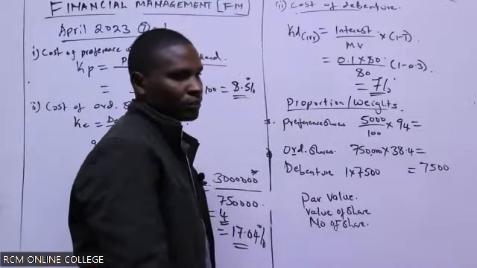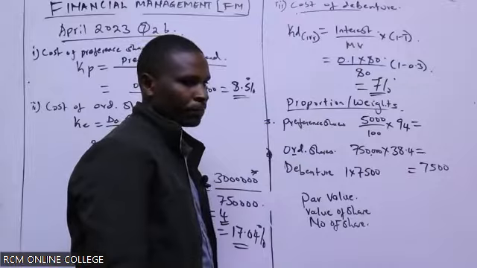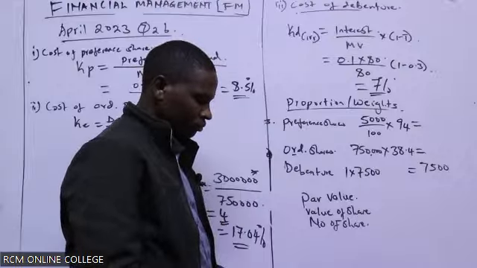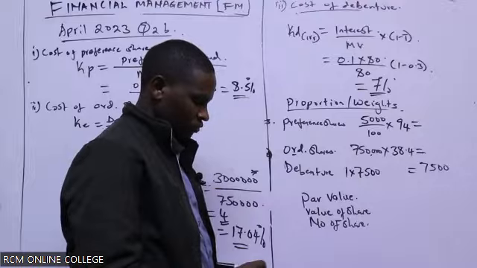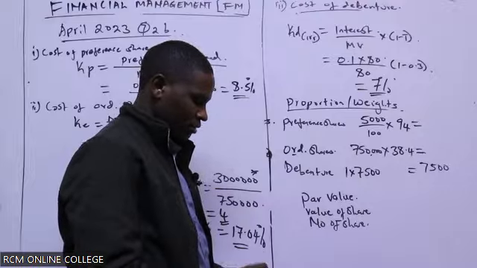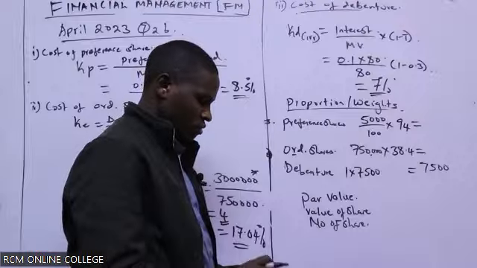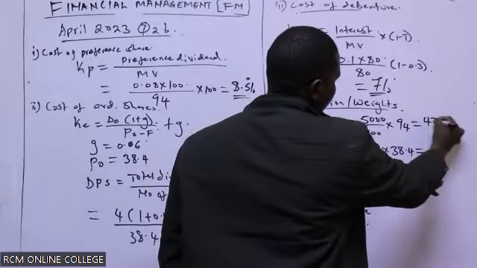Sawa. So uze total hapa, preference share ni ngapi total? Preference share tunapata ngapi hapo? Si ni 50 times 94. 50 times 94, kwani mnapata ngapi? 4700? Yes, 4700.